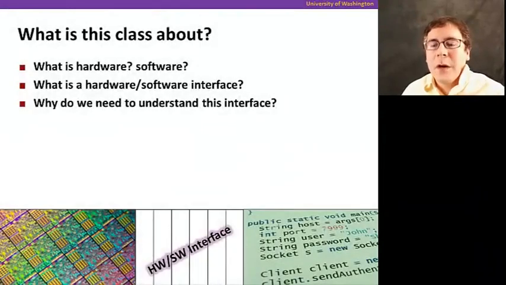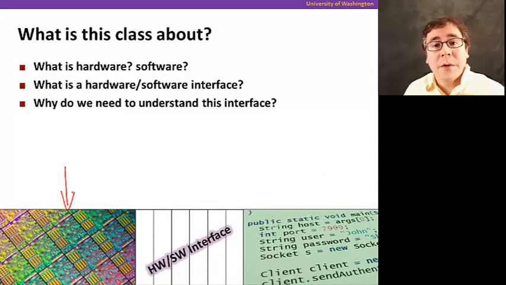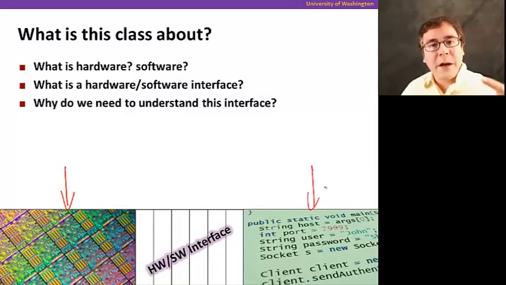So what is this class about? Well, this class is about the hardware-software interface. But to understand that, first let's see what's hardware. Hardware is a part of your computer made of atoms. It's the physical part of your computing device. And software is this thing made of bits, which is the program that runs on top of your hardware.